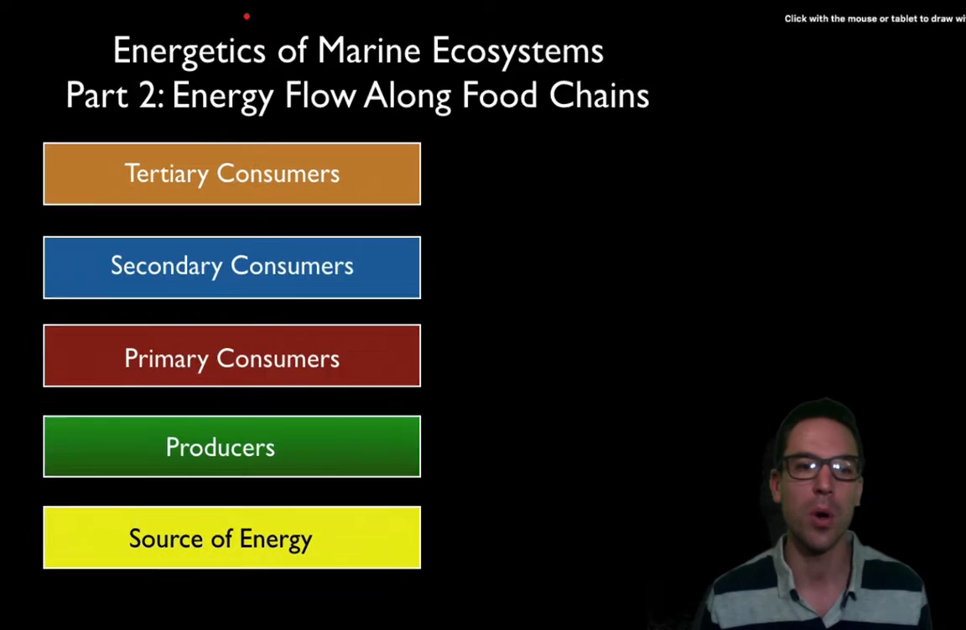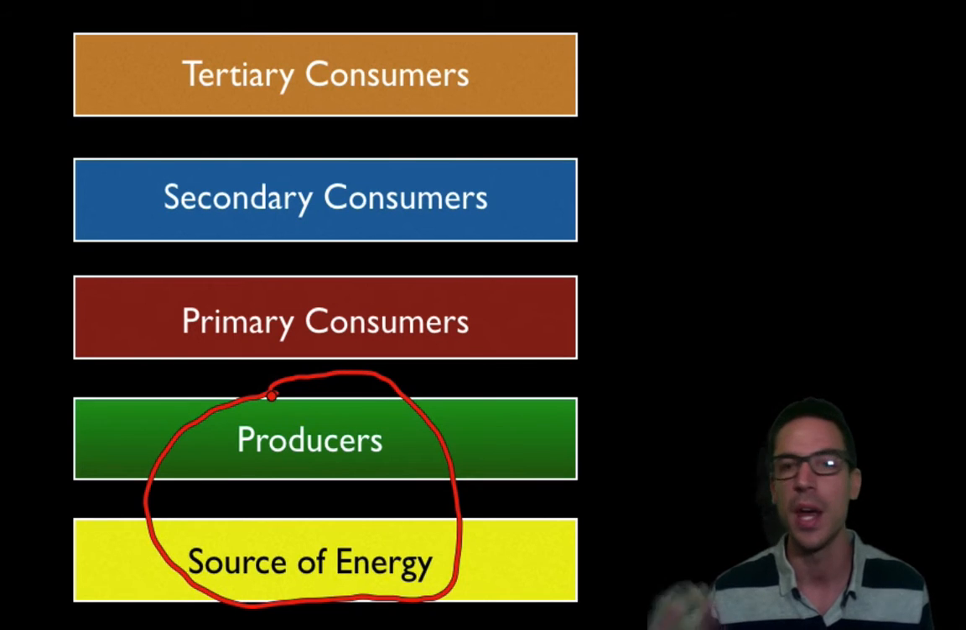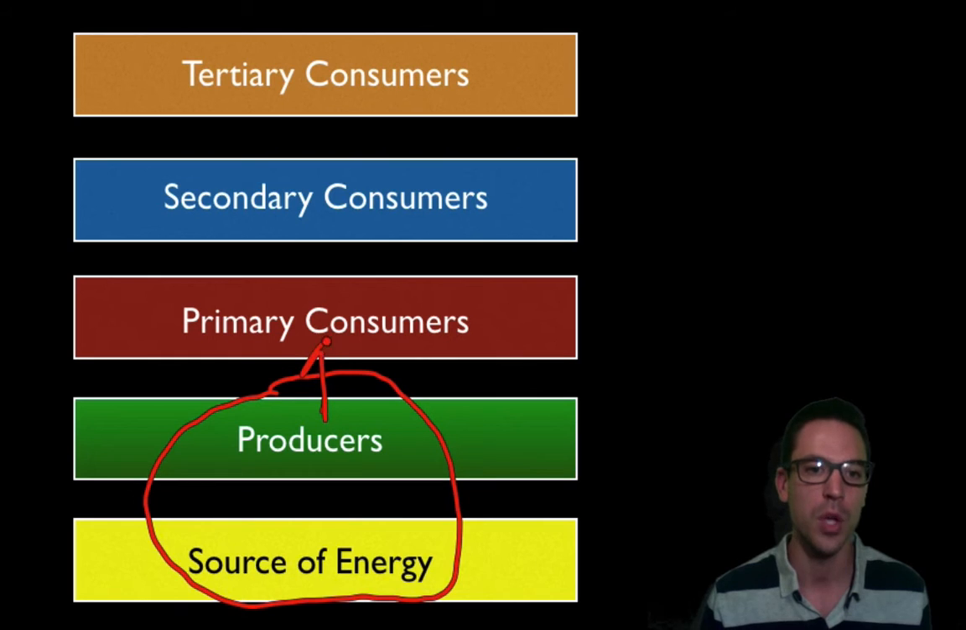So if you remember from part 1, we really focused on the first part of our food chain down here, and that was how do we get our energy from a source, whether it's chemical energy or light energy, and get it fixed by our producers through the process of photosynthesis or chemosynthesis. What we're really going to focus on in this video is what happens to that energy as it moves throughout the rest of our ecosystem, from producers to the various types of consumers.